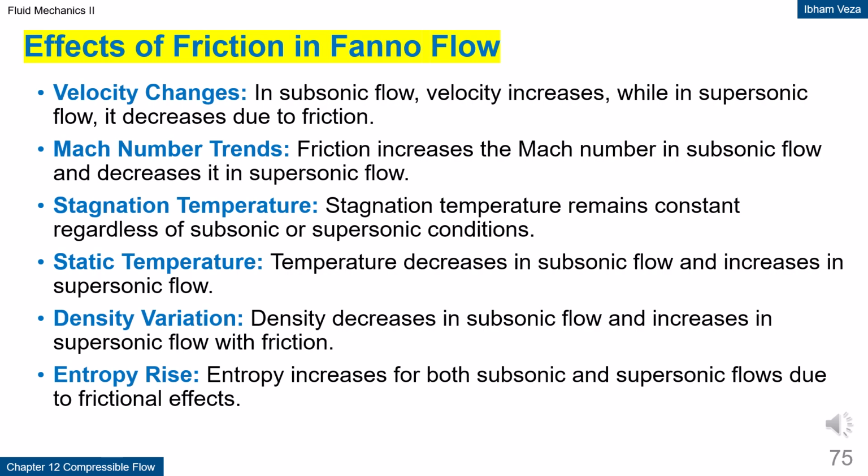Effects of friction in Fanno flow. In subsonic flow, friction increases velocity and Mach number. In supersonic flow, friction decreases velocity and Mach number. Static temperature decreases in subsonic flow and increases in supersonic flow. Density decreases in subsonic flow and increases in supersonic flow. Entropy always increases in both flow regimes.